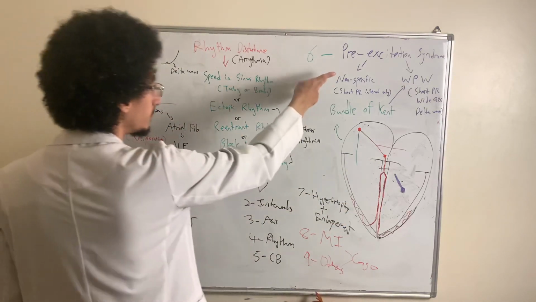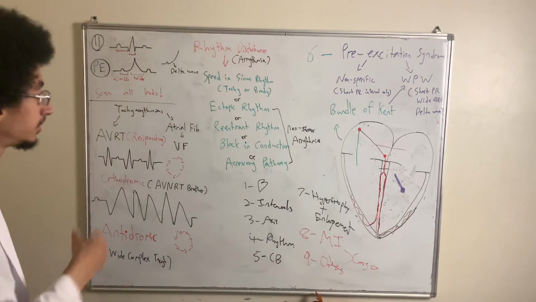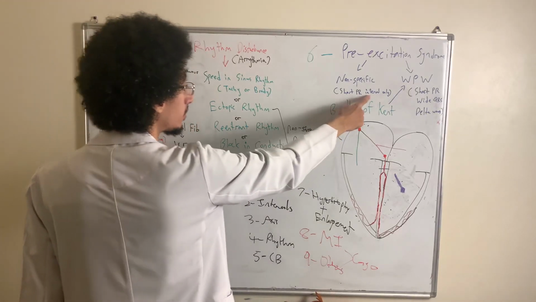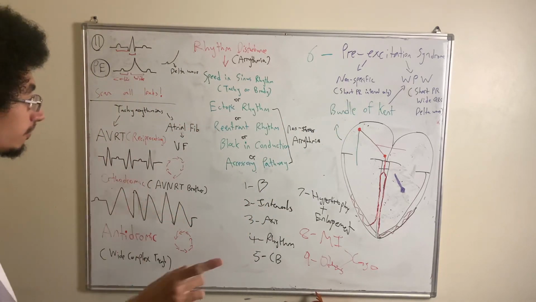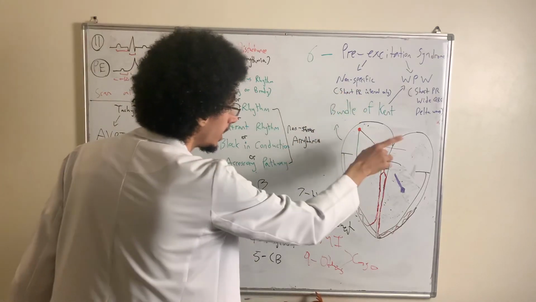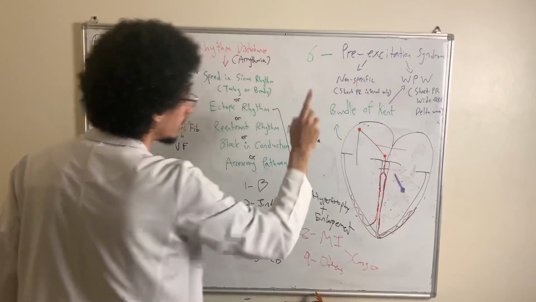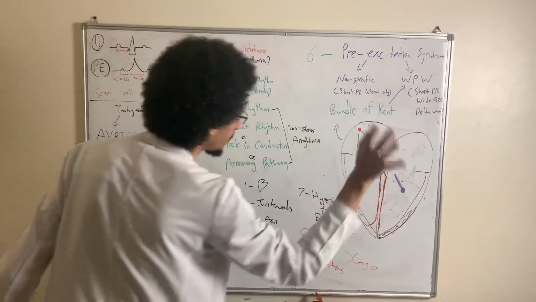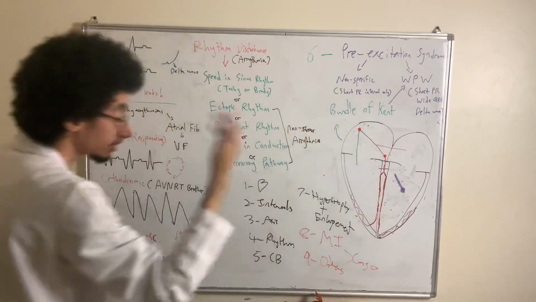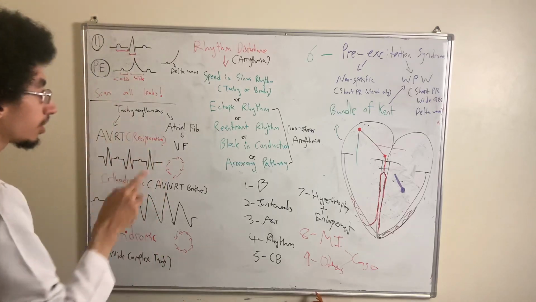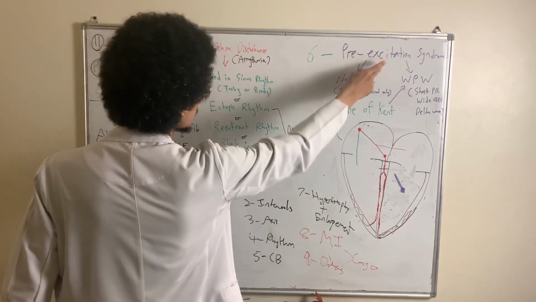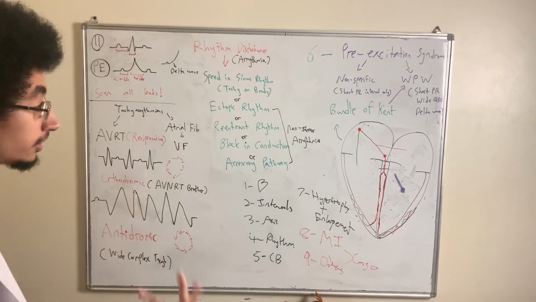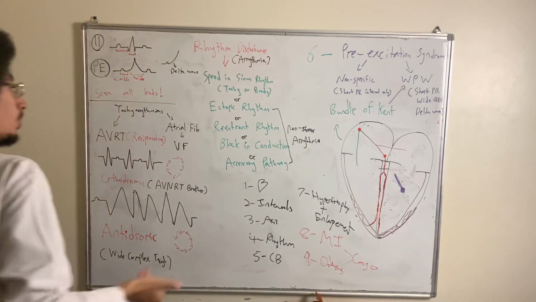Then you have non-specific pre-excitation syndrome. This is basically non-specific. What that means is that you have a short PR interval. If you have a short PR interval and then you notice there's nothing else, there's no wide QRS, there's no delta wave, just a short PR interval which is less than 0.12 seconds, then you call this a non-specific pre-excitation syndrome. This is the most common form of the two. But what we are familiar with, what we are more concerned with, is Wolff-Parkinson-White syndrome.